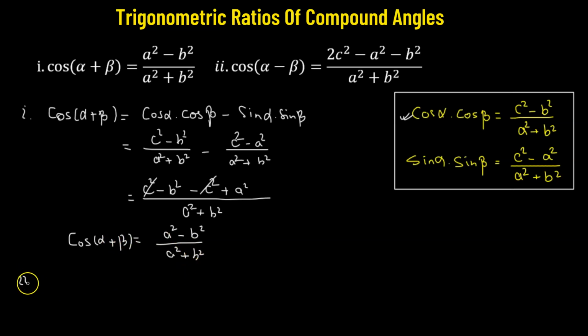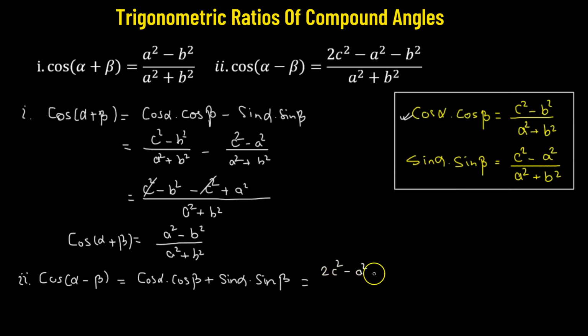Now coming to the second one. We have to show that cosine of alpha minus beta is given by this particular expression. This is simply cosine of alpha times cosine of beta plus sine of alpha times sine of beta. I'm leaving this as an exercise for you to try out. If you replace the value of cosine alpha cosine beta with c squared minus b squared over a squared plus b squared, and similarly replace the value of sine alpha sine beta with its respective expression, this is finally going to give us 2c squared minus a squared minus b squared, whole divided by a squared plus b squared, hence proof.